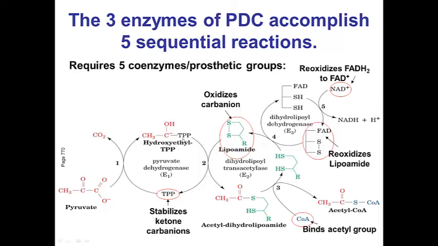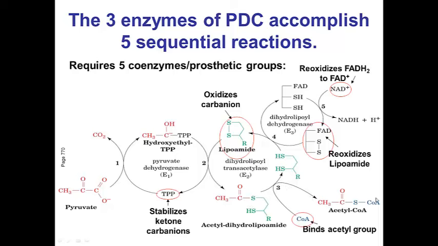Then from TPP, this group is transferred to the lipoamide arm of E2. So now we have this acetyl group that is bound to this dihydrolipoamide arm, and as you remember, this is a really long chain that can then reach into E3. So the lipoamide arm transfers the acetyl group to CoA.